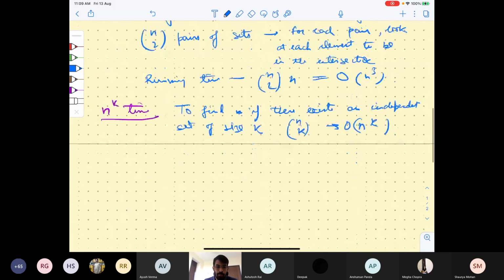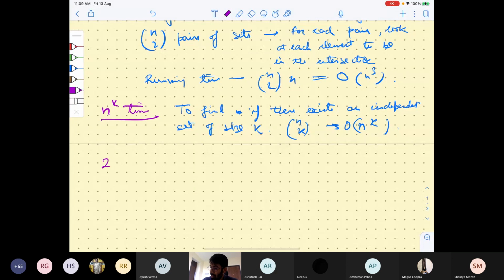Good. Then we have 2 to the n time. Any guesses where this can occur? Checking all the subsets of a given set. Yeah, exactly. And is there any example where that might need to happen?